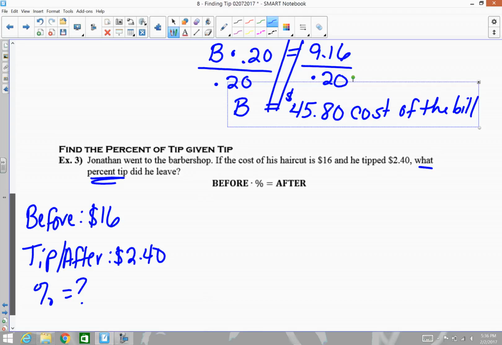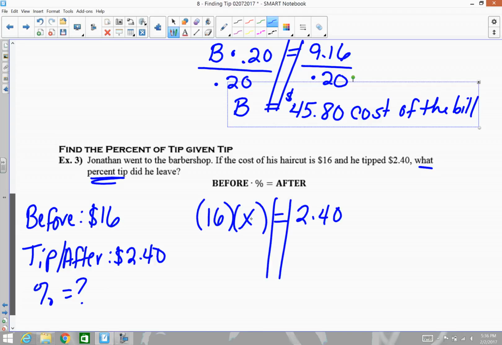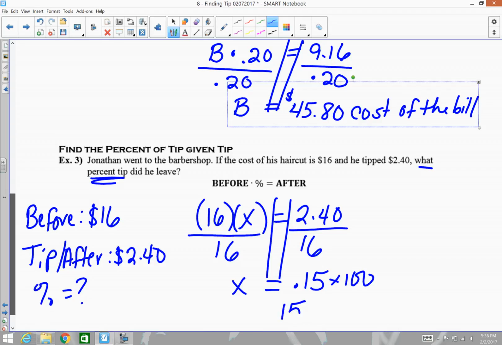So when I go to substitute, it'll look something like this: 16 times X, because I don't know that percent, equals $2.40. So I'll draw my river. In order to get X by itself, I need to divide both sides by 16. And you should get X equals 0.15. Now, a lot of you want to stop there, but you have to remember we were talking about a percent, which means we need to take this value and multiply by 100 to turn our decimal back into a percent. So Jonathan left a 15% tip for the barber.